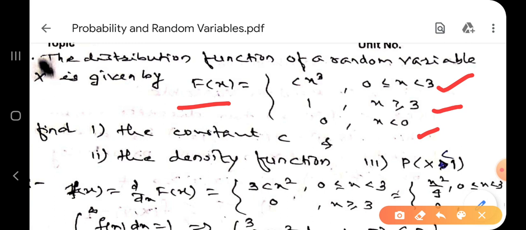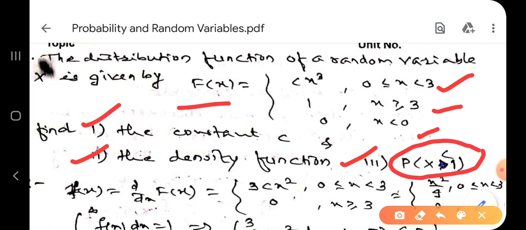Now the question is: first, find the constant c. Second, find the density function, meaning the probability density function. So here continuous random variables are there. And third, find P of x less than 1. This term we have to find, P of x less than 1. So all the questions are there.